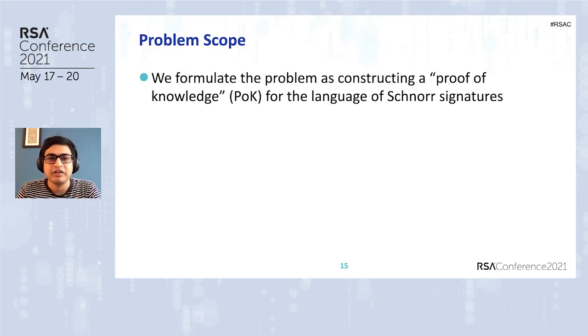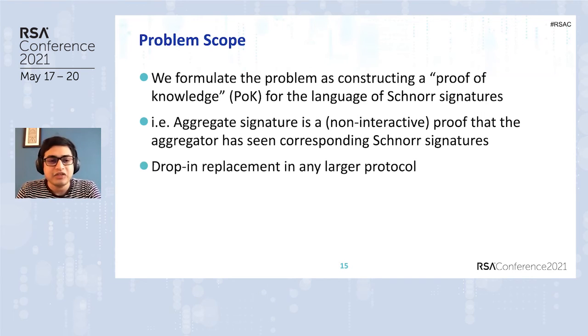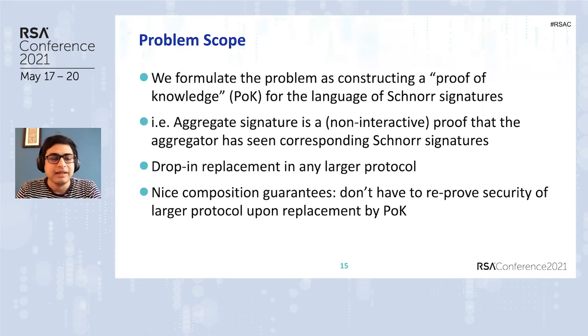We look at the task of constructing a proof of knowledge for the language of Schnorr signatures. That is, an aggregate signature serves as a non-interactive proof that the aggregator has seen Schnorr signatures that correspond to those public keys and messages known to the world. The idea is to use this as a drop-in replacement in any larger protocol that requires bunches of Schnorr signatures to be sent around. And the idea is to get nice composition guarantees from this. That is, replacing an object in a larger protocol with the proof of knowledge of that object makes sure that you don't have to spend a lot of effort reproving security of the larger protocol.